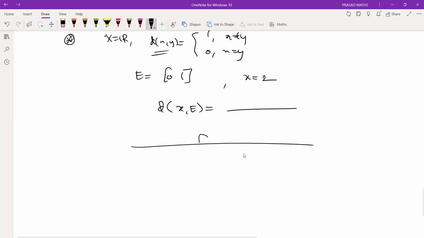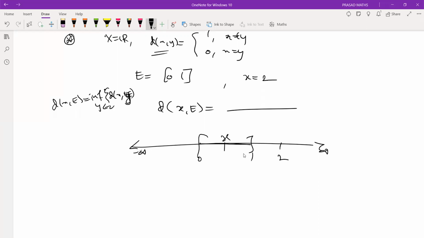So you know that actually this is my set. Go through the geometry. So this is my point 2 actually here. Any point you take in the set, what is my definition of distance between x to E? Definition means infimum of all possible distances of a point x to all points of the set E.